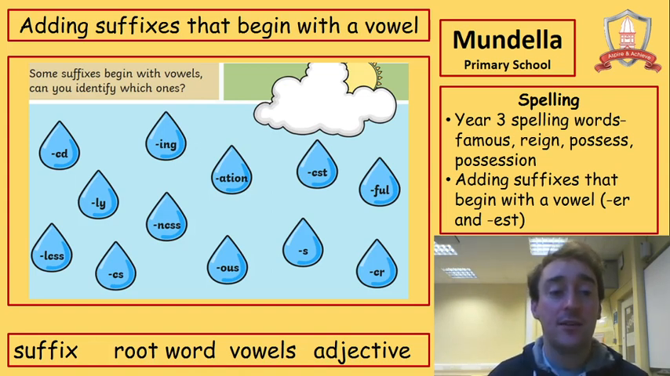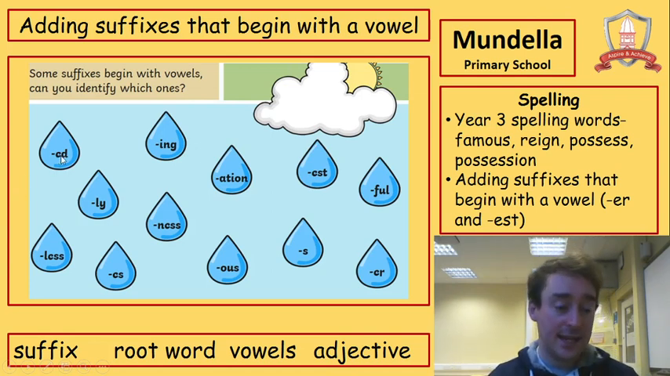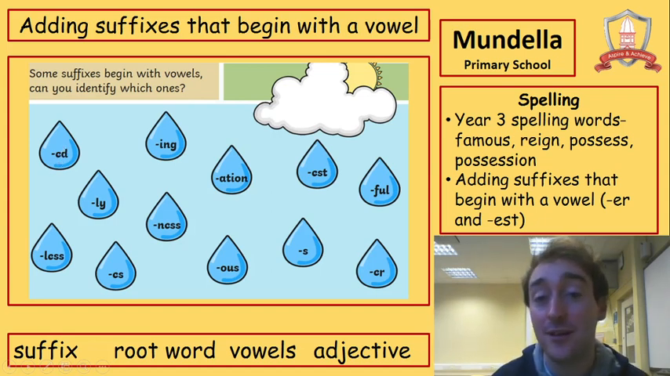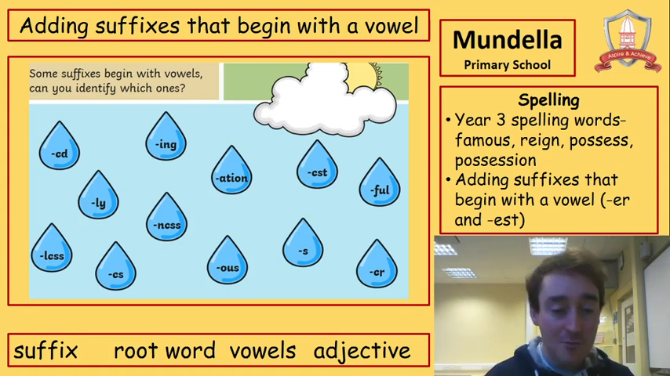Right, now that we know our vowels, A, E, I, O, U, I want you to identify the suffixes in these raindrops here that begin with a vowel. Okay, so I know that ed begins with an E, and E is a vowel, so this would be one of them. I want you to write down those suffixes, okay? Spot as many as you can, and then when you're ready, unpause the video. So pause the video now. And we'll move on in 3, 2, 1.